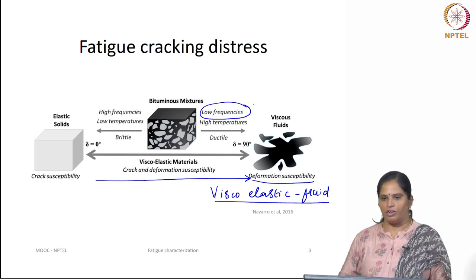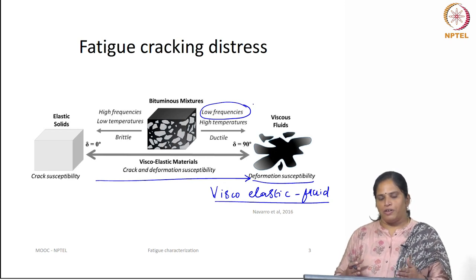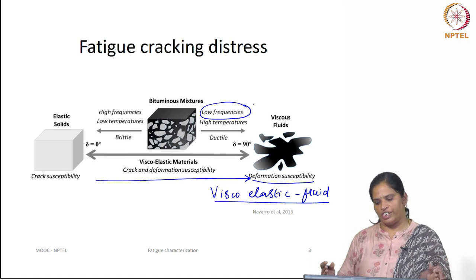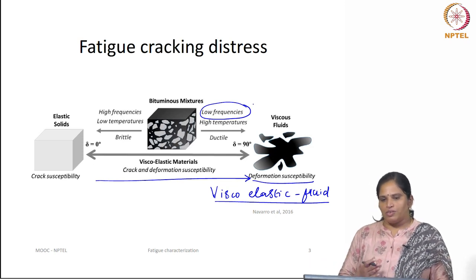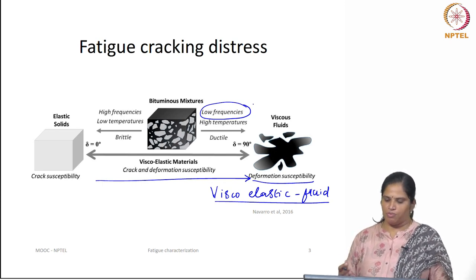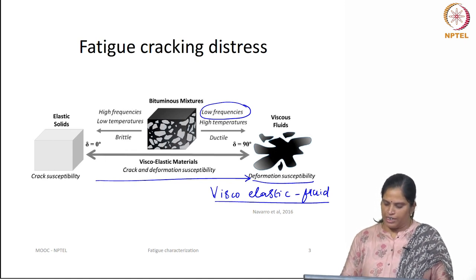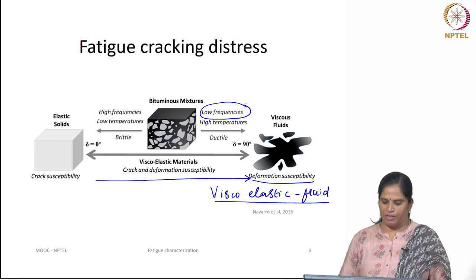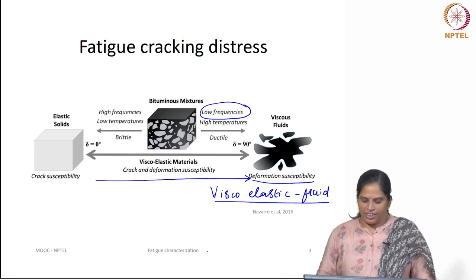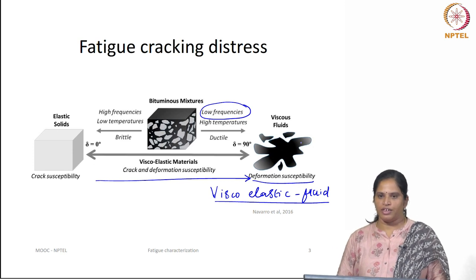So, when the traffic is moving at very low speed, the load on the pavement will act for a longer duration of time. This viscoelastic behavior is time dependent. So, for a long duration of time, the deformation will increase. So, with viscoelastic fluid like behavior in combination with a slow speed vehicle, if you get this kind of situation, the pavement will be more prone to rutting.